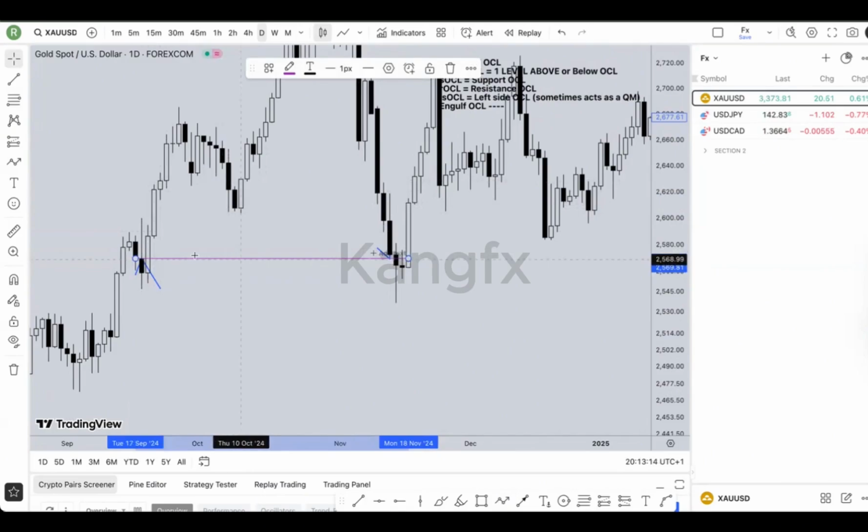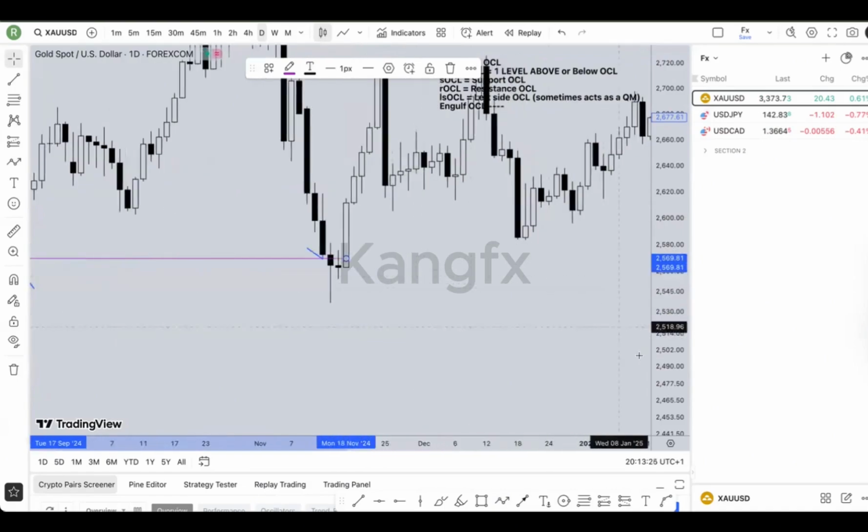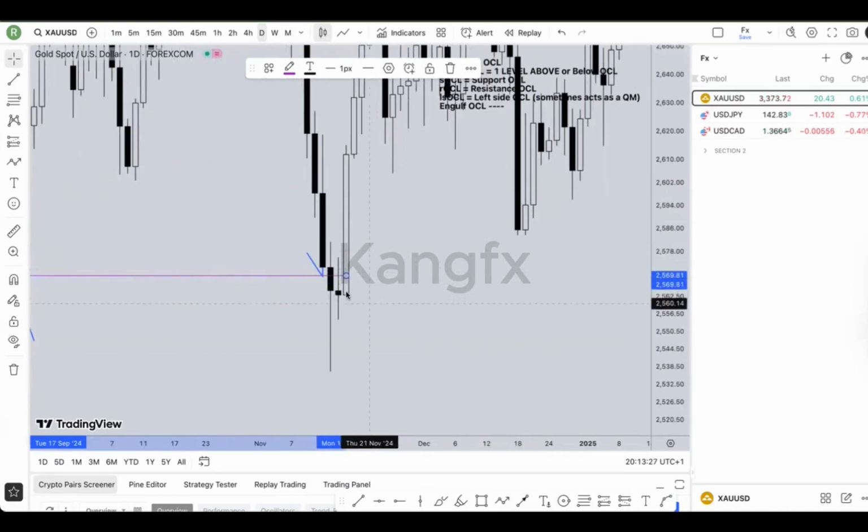So this is breaking it the first time. First of all, it's going to act as support. The market broke through it. Now it was supposed to act as resistance. The market broke through it again. So the market coming back again is going to act as QM. That was the reason why the market respected it here the first time before it went off again.